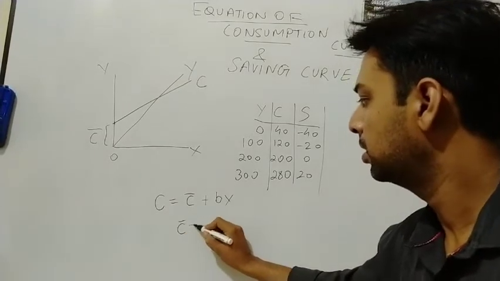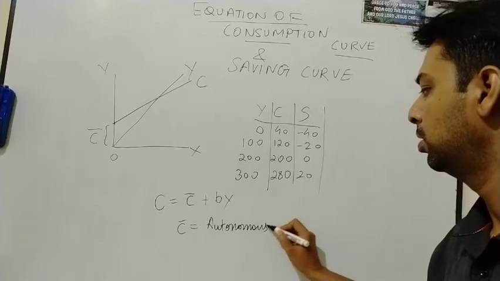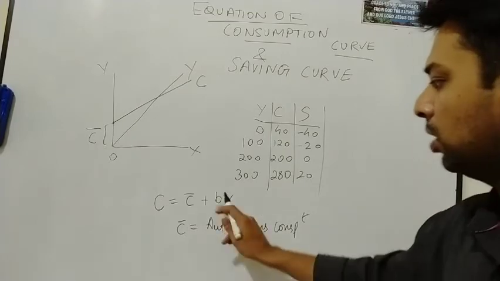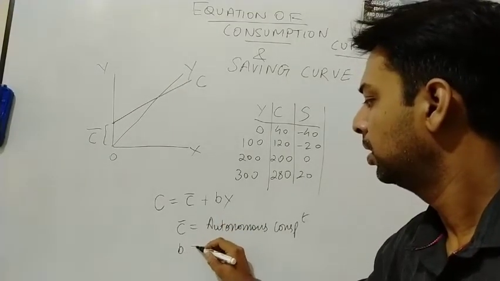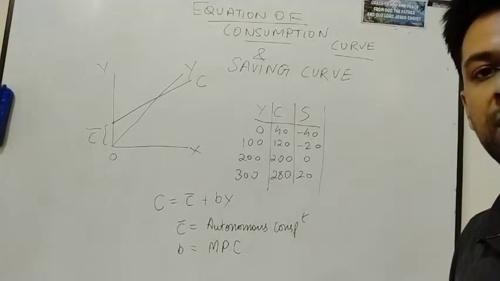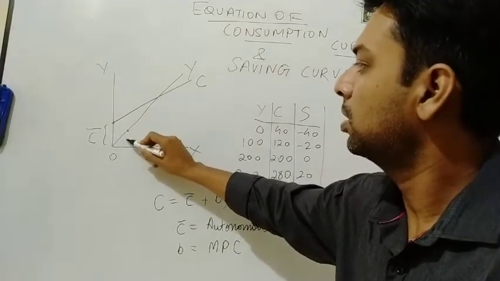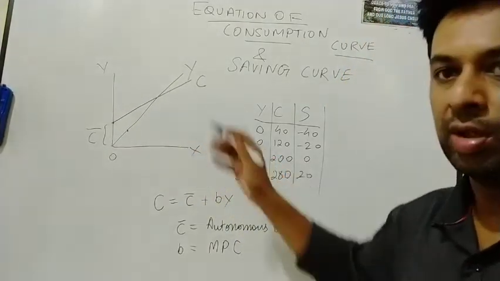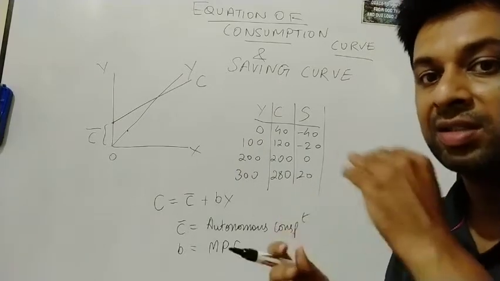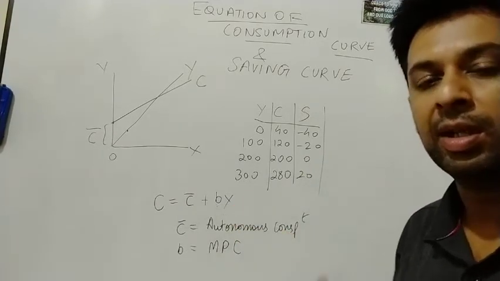Definitely C bar here is nothing but your autonomous consumption. Okay, what is B here? B is MPC, marginal propensity to consume. Why MPC? Because when your income is increasing, your consumption is also increasing. So every time there is a rise in income, it will lead to some extra consumption. It will be denoted by this, because this is nothing but a kind of percentage.